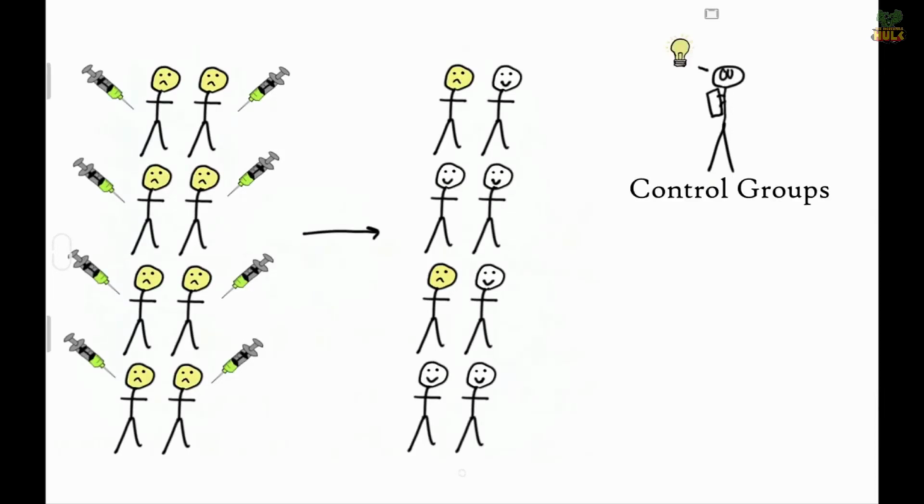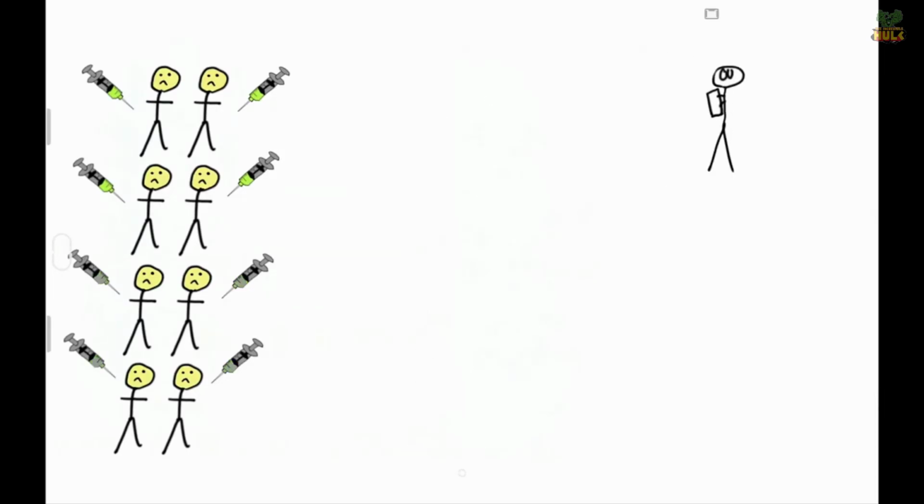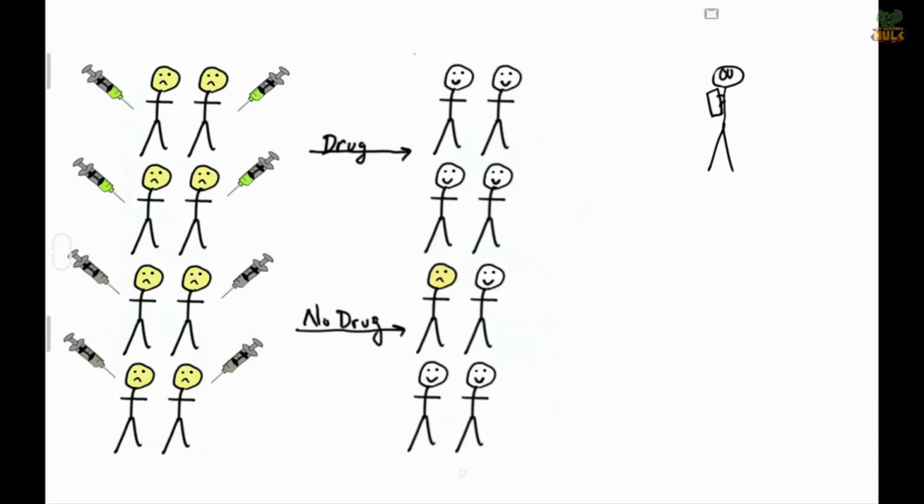This is where control groups come into play. Having a group from the same worst of the worst population who don't take the drug at all lets you see if the drug improves health more than random chance would by itself. Any change in the control group is regarded as change due to random chance, and the leftover change in the drug group is regarded as change due to the effect of the drug.